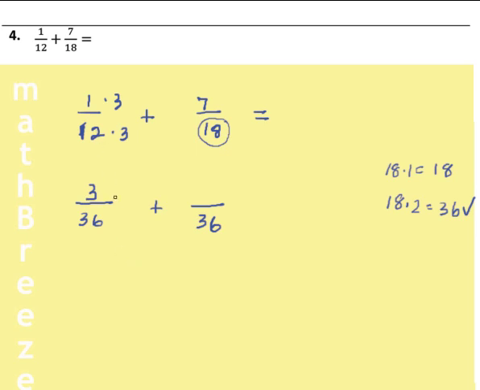1 over 12 is equivalent to 3 over 36. Now 18 times 2 is 36, so we're going to multiply top and bottom by 2. And now we do have a common denominator of 36, so keep that common denominator and add the numerators. 3 plus 14 is 17.